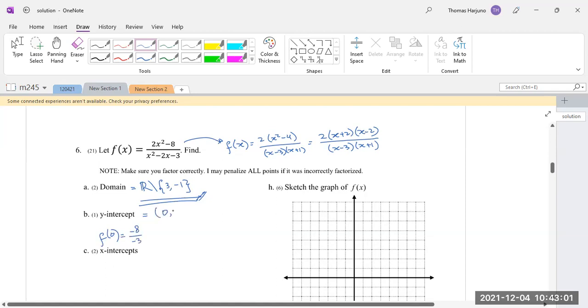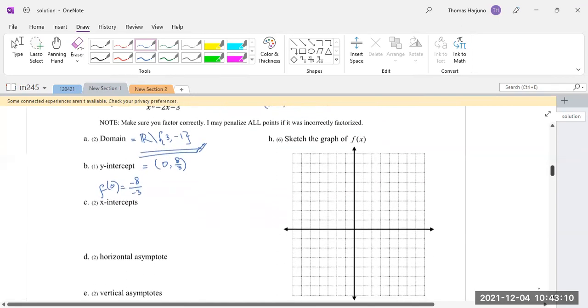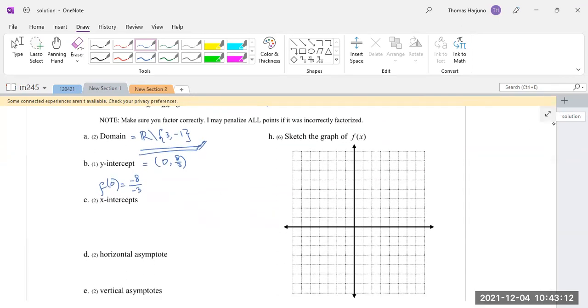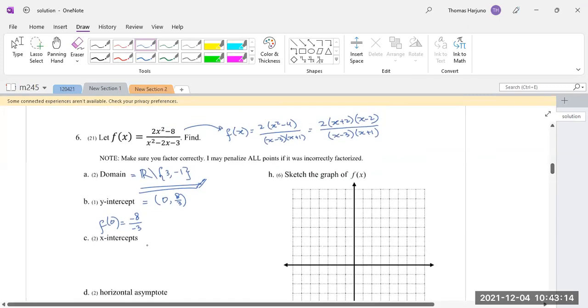So 8 thirds. That's almost 3, between 2 and 3, approximately 2.6, 2.7. Okay, the x-intercept, we will look at the numerator. 2 times x plus 2, x minus 2, set it equal to 0. So x equals -2, that's in the domain. x equals 2, also in the domain. So the x-intercepts are (-2, 0) and (2, 0).